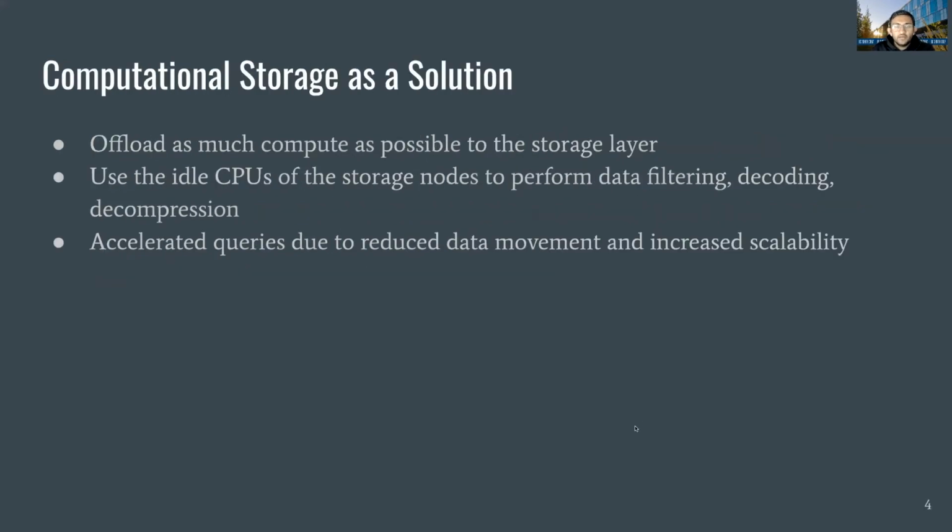One of the ways that people use to fix this problem is moving to computational storage. In computational storage, we try to offload as much compute as possible to the storage layer. So basically, we try to use the idle CPUs of the storage nodes to perform tasks like filtering out unnecessary data, doing decoding and decompression. How this helps is that we can filter out a lot of unnecessary data and save a lot of network bandwidth, and basically just move the result data to the client, thus accelerating queries due to reduced data movement.